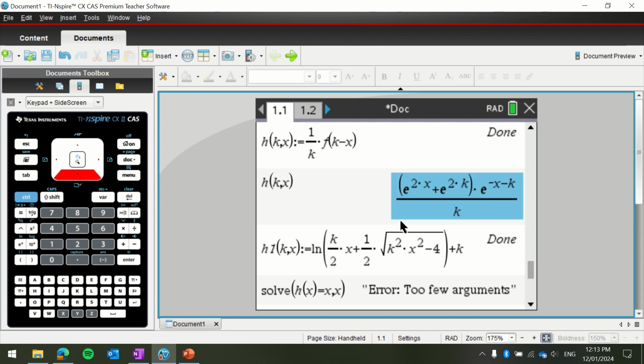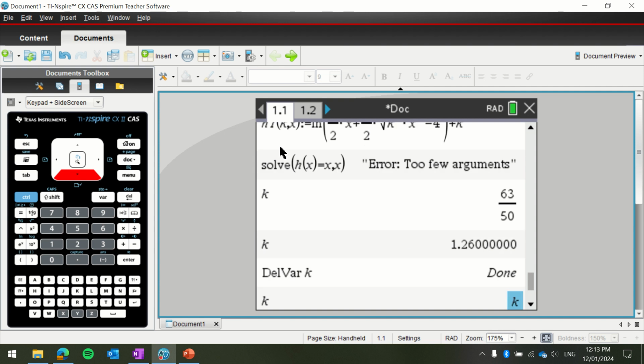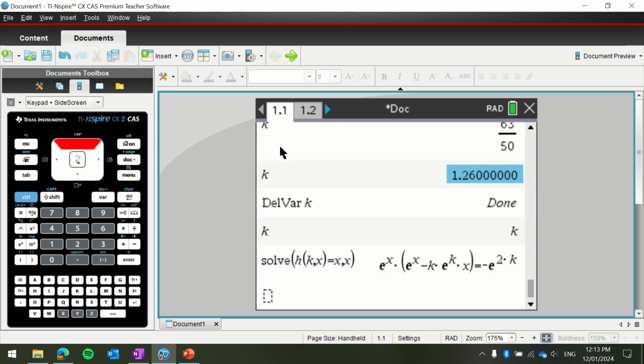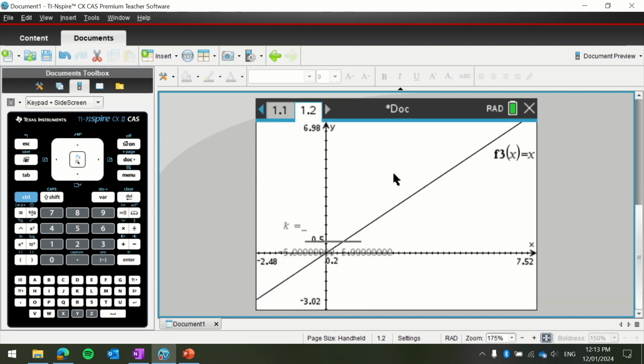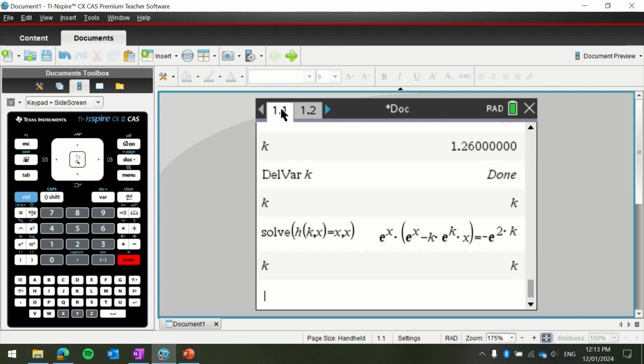I did that because when I define h, I'm defining h in terms of both k and x, and k is unknown. So in the input of h, k is supposed to be an unknown. So I need to delete the variable k so that it's not 1.26 anymore. You can go to the graph and see it's gone because k is gone. Then I can find k. I need to make k the unknown, not 1.26, which I previously set on the graph.